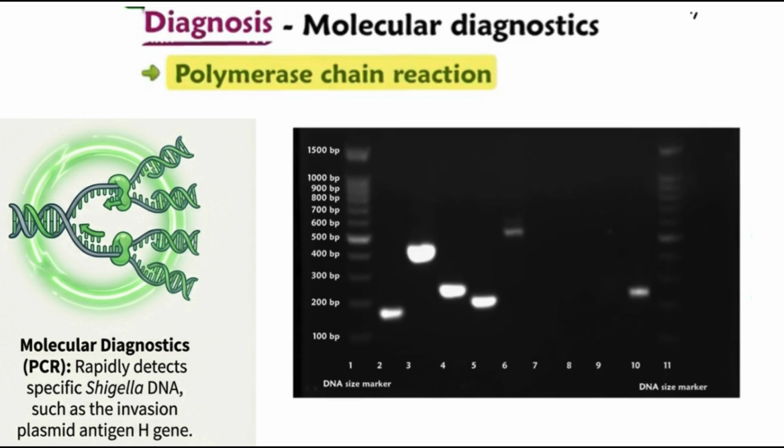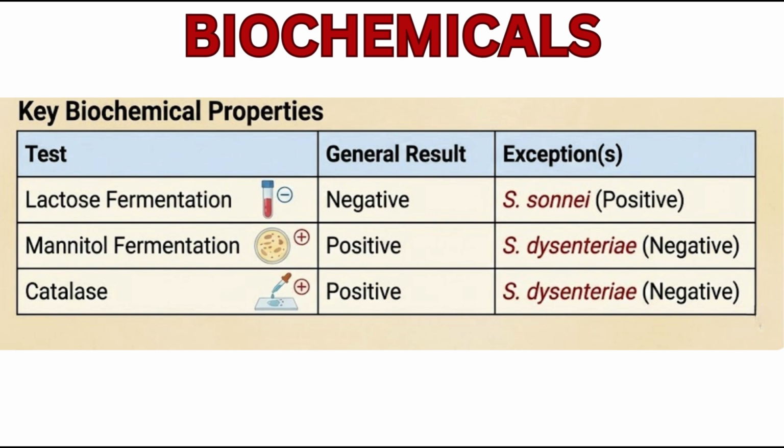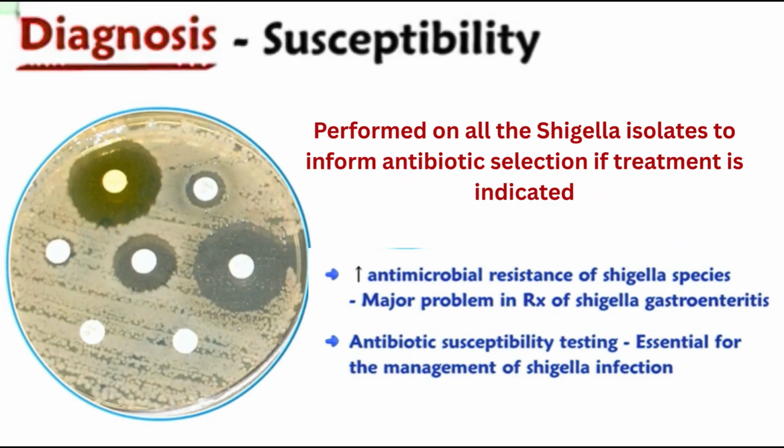Molecular diagnostic methods such as PCR can also be used to detect Shigella specific genes and are highly sensitive, allowing rapid diagnosis. Biochemical identification shows that Shigella is a non-lactose fermenter except for Shigella sonnei, which is a late lactose fermenter, and it is mannitol fermenting except for Shigella dysentery. Shigella is catalase positive with the exception of Shigella dysentery, which is catalase negative.